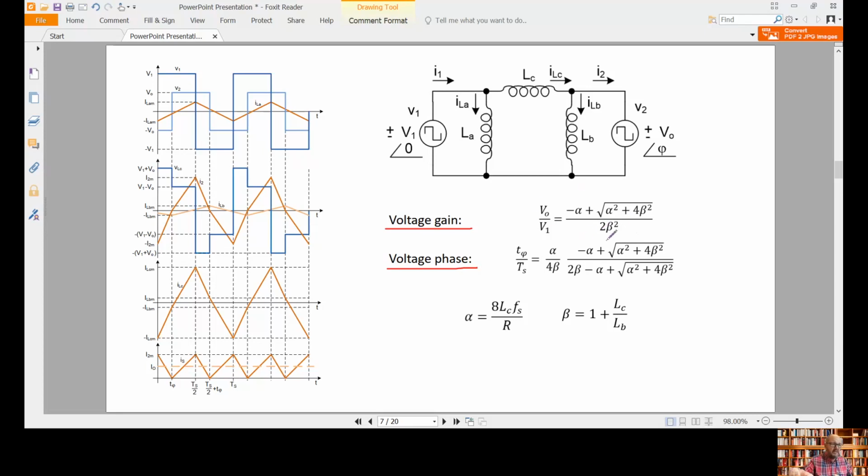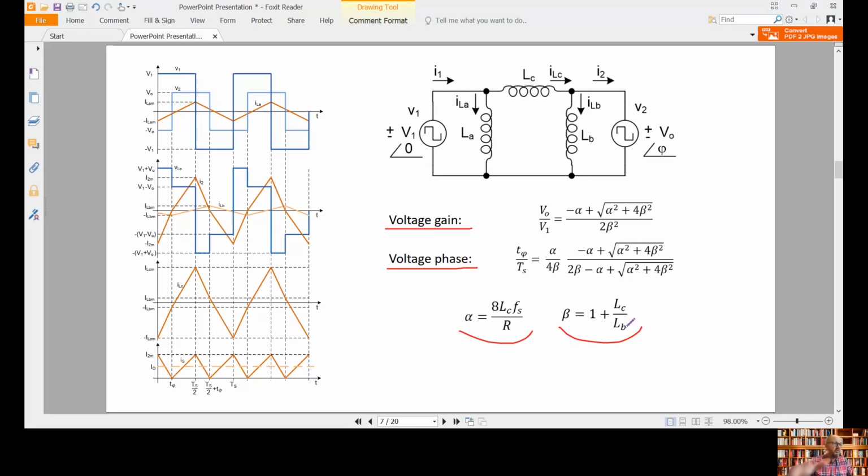Okay, and it is this expression that we are going to obtain. And the voltage phase, which is this angle phi, but here expressed in time, not in degrees, which at the end is the same, then follows this expression here. As we have seen, these two expressions depend on the parameters alpha and beta, and these two parameters are expressed like this, as a function of the inductance LC, the switching frequency, the load resistance, and also the inductance LV for the parameter beta. So it depends on LV and LC.